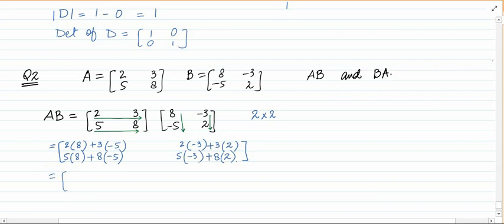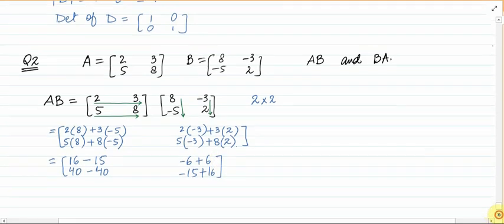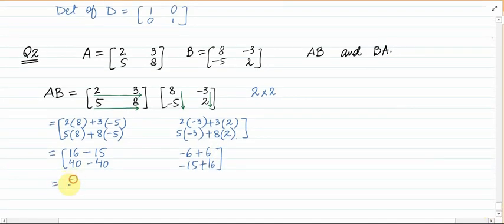Further simplification: 2 times 8 is 16 plus minus 3 times 5 is 15. 5 8s are 40 minus 8 5s are 40. 2 minus 3 minus 6 plus 6 and minus 15 plus 16, right? And if you further solve it, it will be 1 0 0 1. That is an identity matrix. So AB is basically an identity matrix, right?